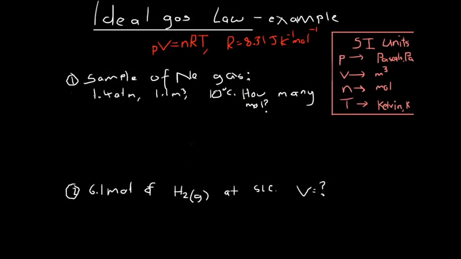Alrighty, so here we've got a couple of examples of how to deal with the ideal gas law as well as the idea of molar volume. Okay, so here, if you can read that, what we've got is a sample of neon gas. We know that it's got a pressure of 1.4 atmospheres, a volume of 1.1 cubic meters, and it's at a temperature of 10 degrees Celsius. Now we want to find out how many mole of neon gas is in this sample.